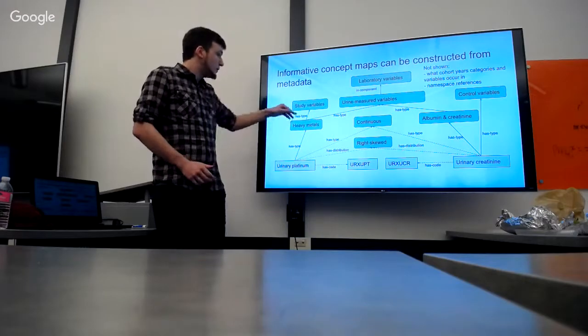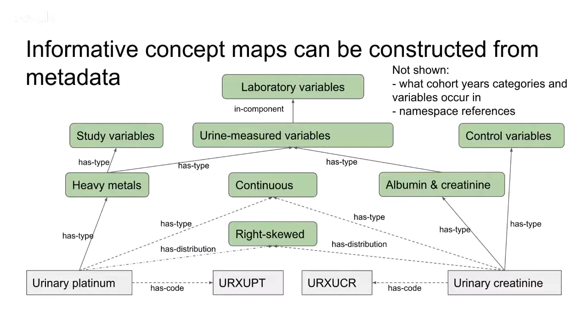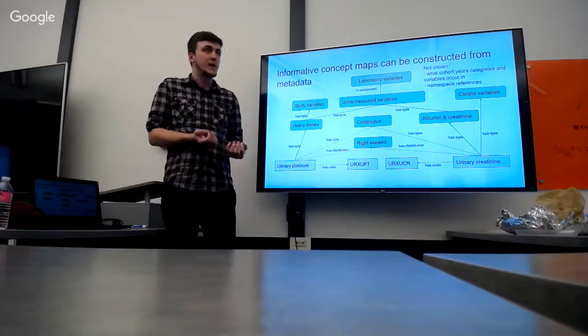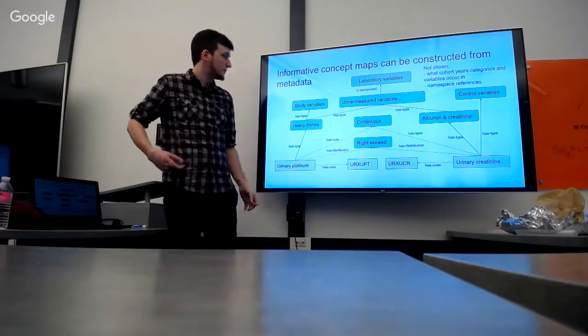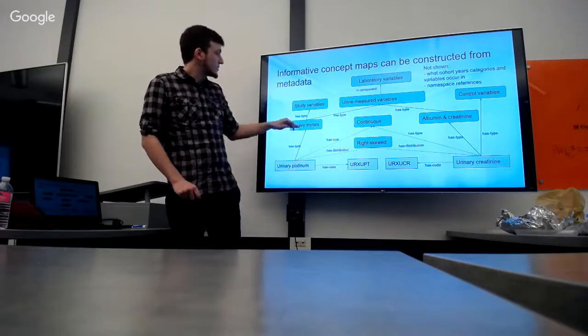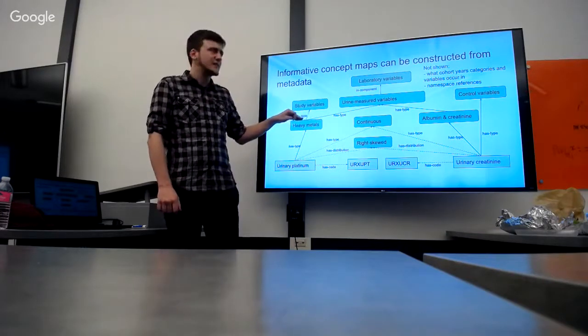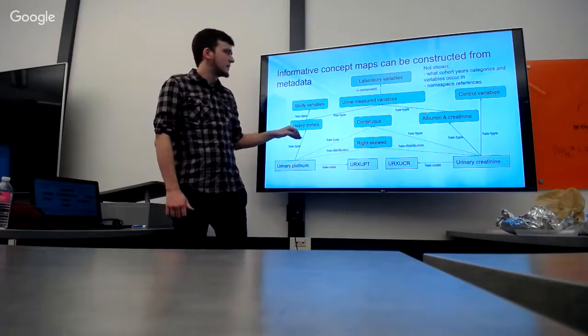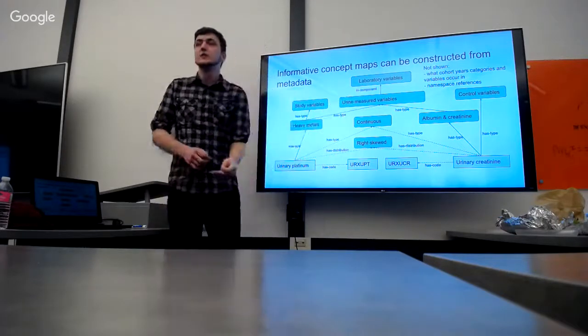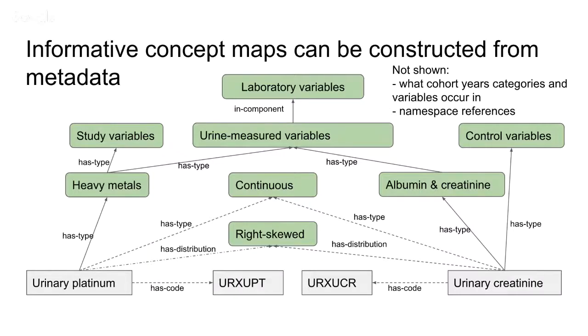And then we're imposing the classification that urinary platinum is a study variable. So we're saying that we might want to find the association between platinum and whatever conditions we're looking at. Then we also know that in NHANES, heavy metals are measured within urine. So they're within the class of variables that are measured in urine, and that's important for reasons we'll get to in a bit.